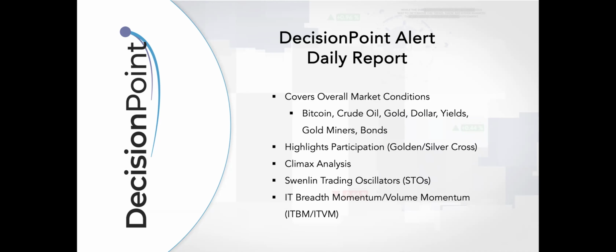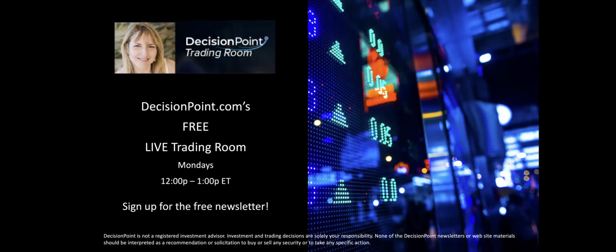Then I also have my IT breadth momentum and volume momentum indicators as well for the intermediate term. And that gives you a really good look at what's going on as far as thrust and breadth. And we follow those along with other participation indicators. But like I said, I'm going to walk you through that because I think we're seeing a lot of good stuff.